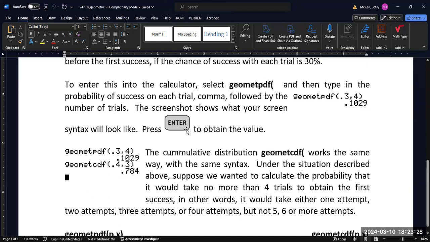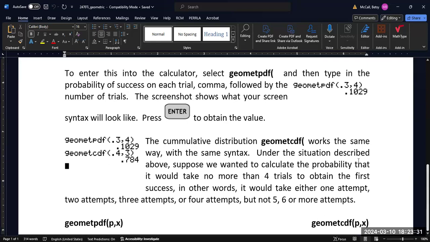And again, press enter. Now, if you want the CDF, what if we wanted to know the probability that it would take no more than 4 trials to obtain the first success? So either in 1 attempt, 2 attempts, 3 attempts, or 4 attempts, but not 5 or more attempts. Then again, we would call up the CDF because we're adding up a bunch of things. And then we would put in, I have this syntax backwards, we would put in 0.3 for our probability of success and 4 for the number of outcomes.